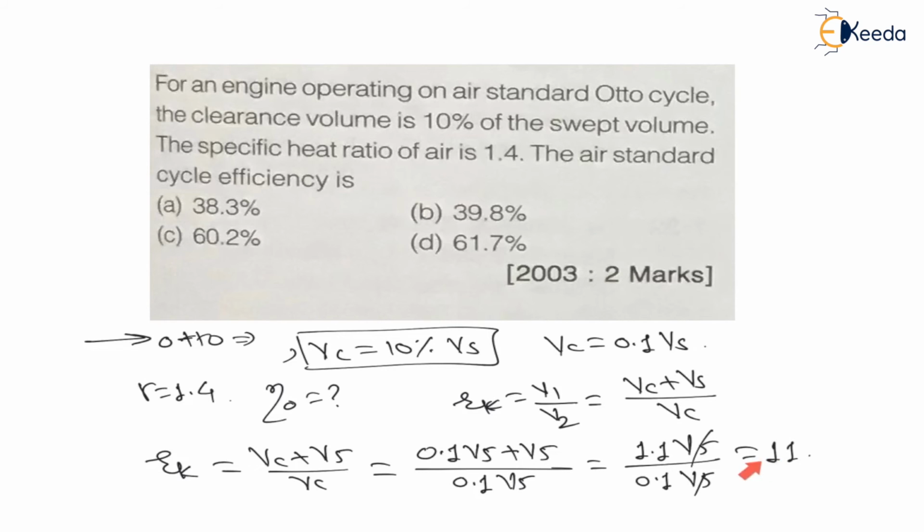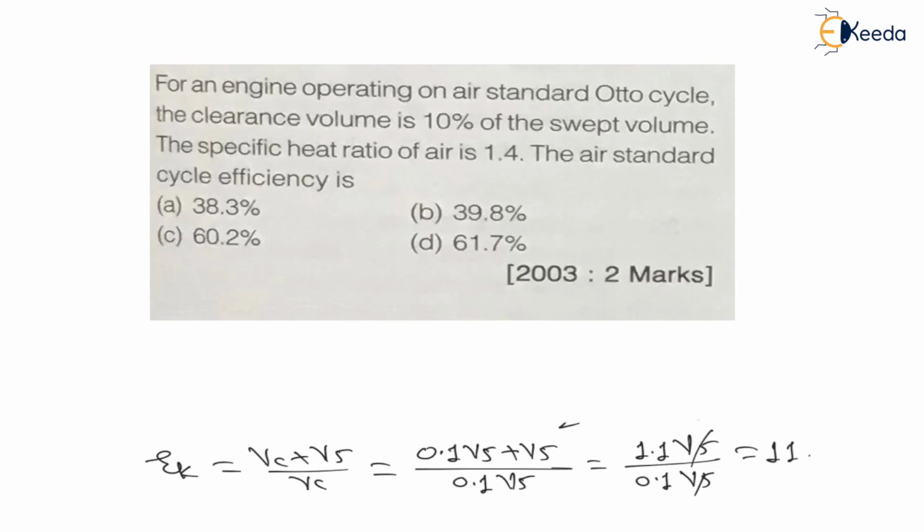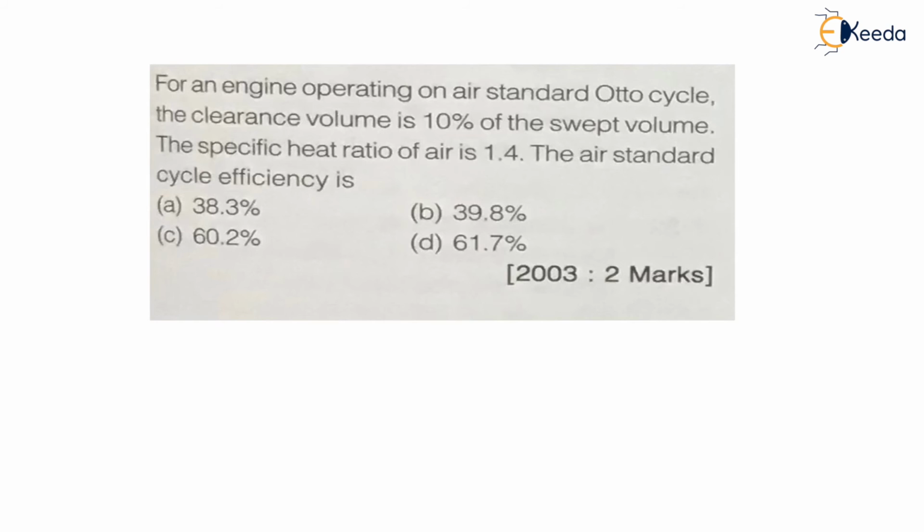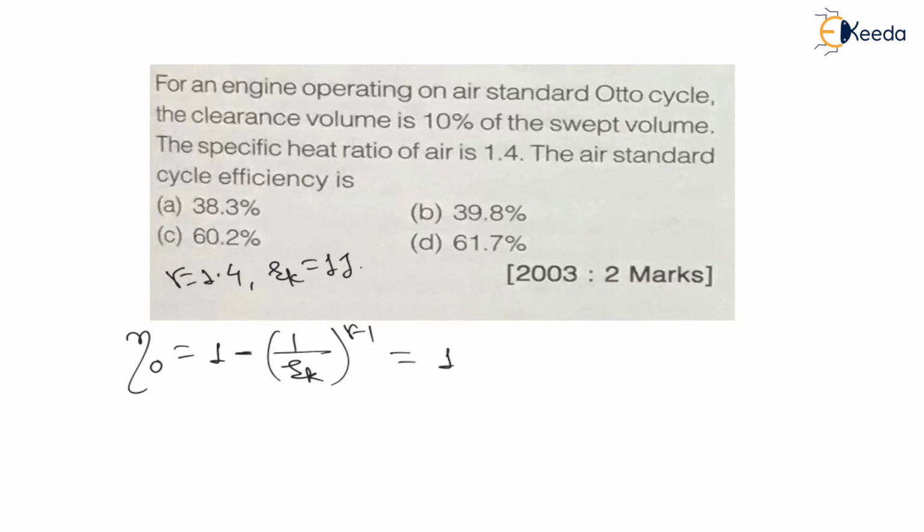And my dear students, in terms of this compression ratio 11 and gamma, we have a formula to find the efficiency of the Otto cycle. Here the compression ratio we have calculated and gamma is given as 1.4. The efficiency of the Otto cycle in terms of gamma and compression ratio is 1 minus 1 upon r_k raised to gamma minus 1. So let us put the values: 1 minus 1 upon 11 raised to 1.4 minus 1.